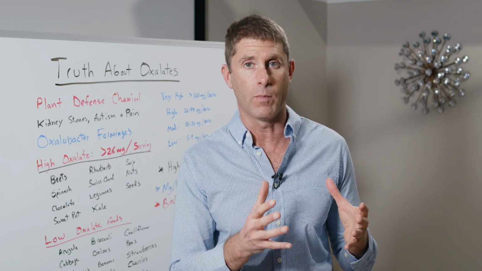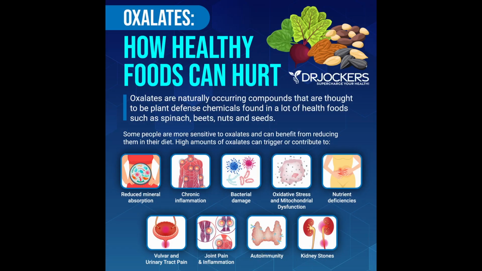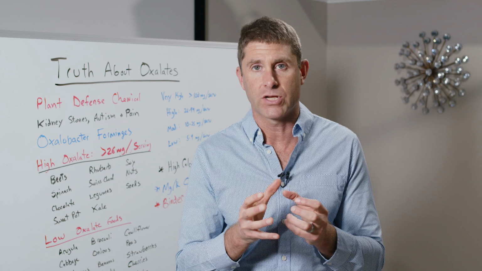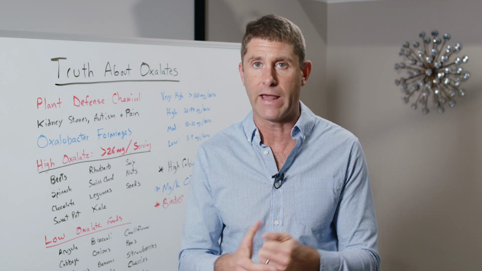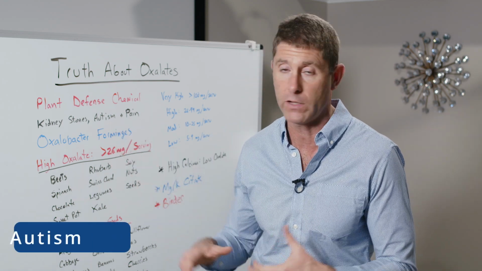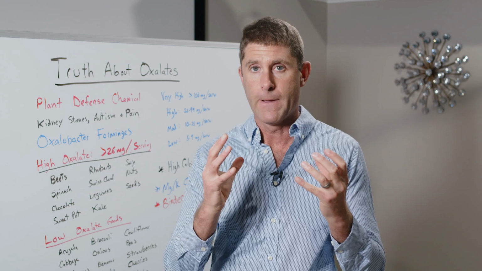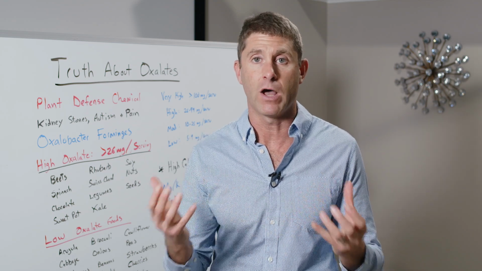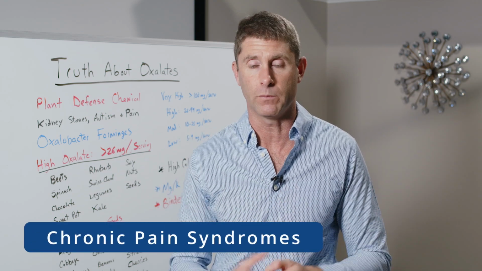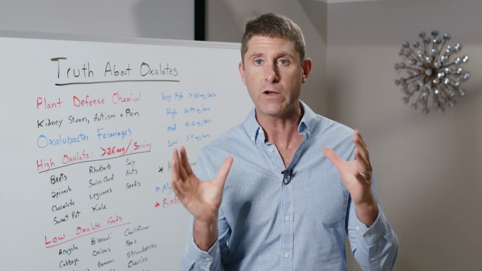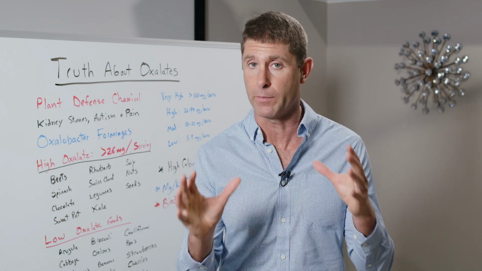Kidney stones can come from a number of different sources, but calcium oxalate stones building up in the bladder, that's the number one leading cause, right? And by a lot, it's like 80 to 90% of kidney stones, caused by too much calcium oxalate building up in the bladder. So kidney stones are a common one. Also autism, there's more and more research talking about high oxalates associated with autism, and also chronic pain syndromes as well.